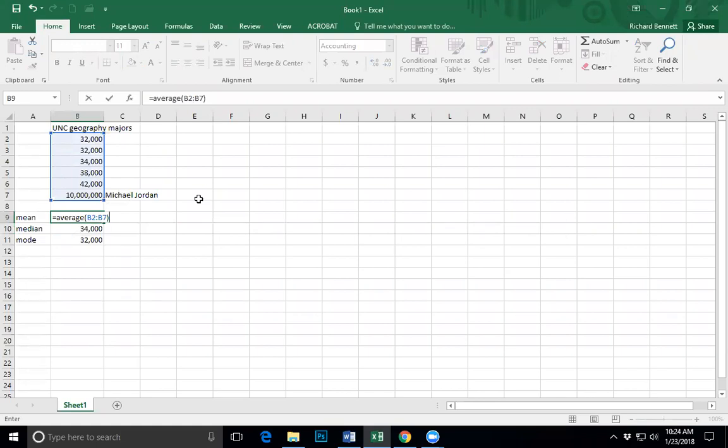Here's the deal on this stuff. I know I'm showing this to you on the computer. I want you to be able to do this either with your calculator or the computer.